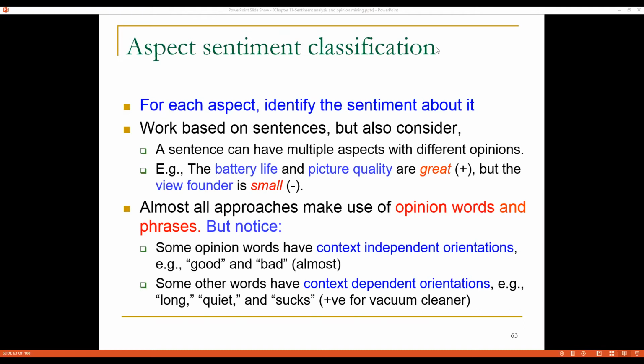Almost all approaches make use of opinion words and phrases. You also have to keep in mind that some opinion words have context-independent orientations. For example, good and bad are generally universal for meaning positive or negative. However, some other words have context-dependent orientations. They use sucks as an example here, which would be negative for everything other than a vacuum cleaner.